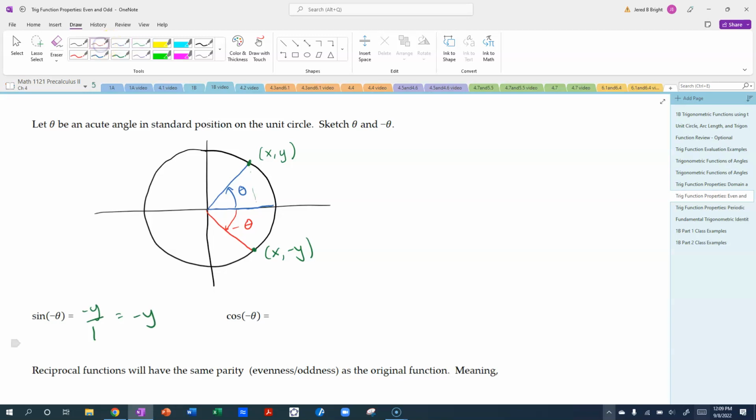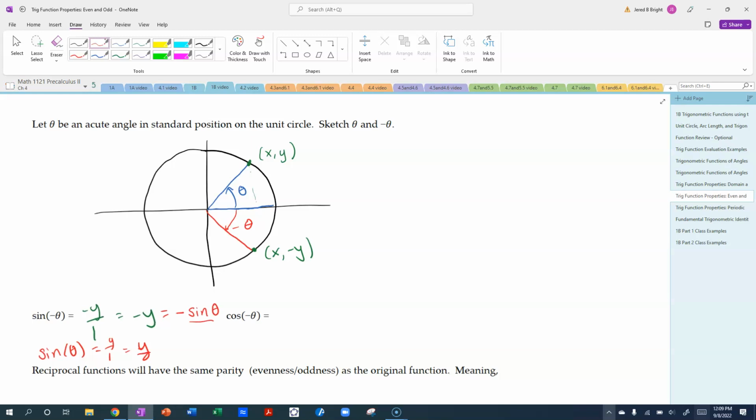Now, if I compare that to just sine of normal theta, right? Sine of theta using this picture now, that would be y over 1, which is positive y. Okay, so in other words, if I compare sine of minus theta to sine of theta, this would be the negative of what sine of theta was, because sine of theta was the same as y.